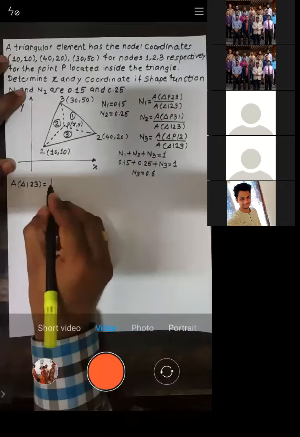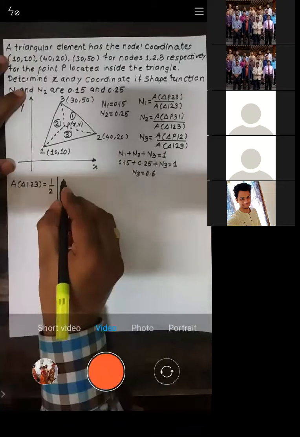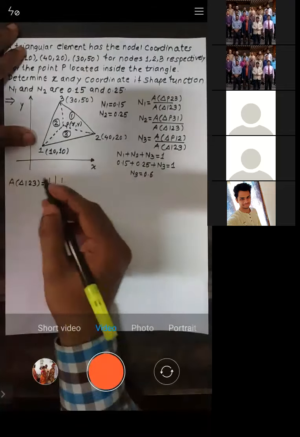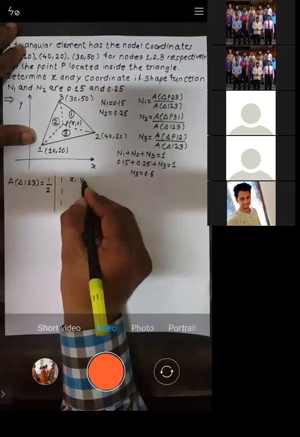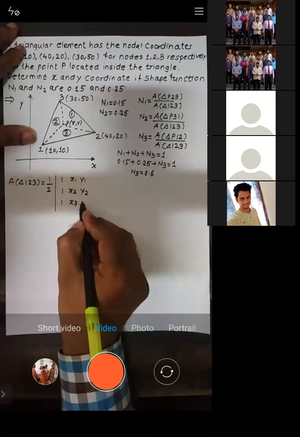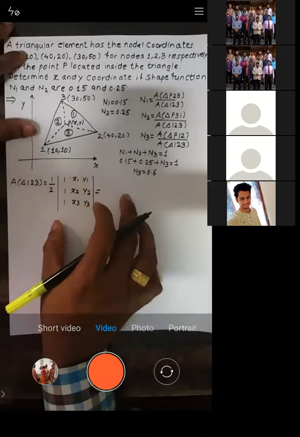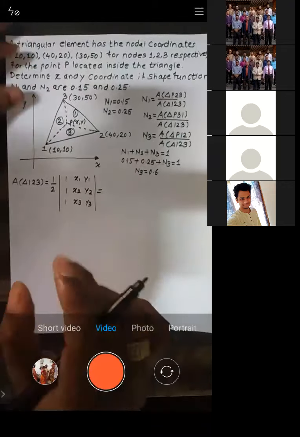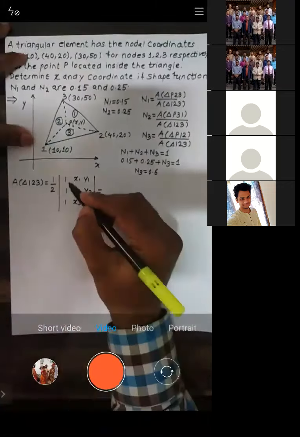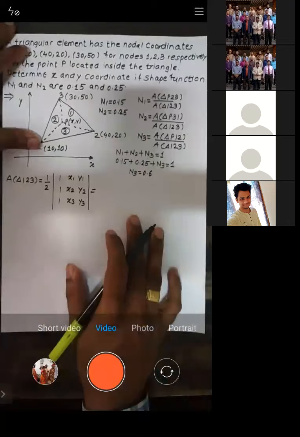It is half into the determinant of 1, 1, 1. Then for node 1, you have coordinate x1, y1. For node 2, you have coordinate x2, y2. For node 3, you have coordinate x3, y3. See, area is given by half into mod of A. And what is mod of A? You need to take the mod of matrix A, which is 1, 1, 1, then the x and y coordinates of every node. So let's do that.